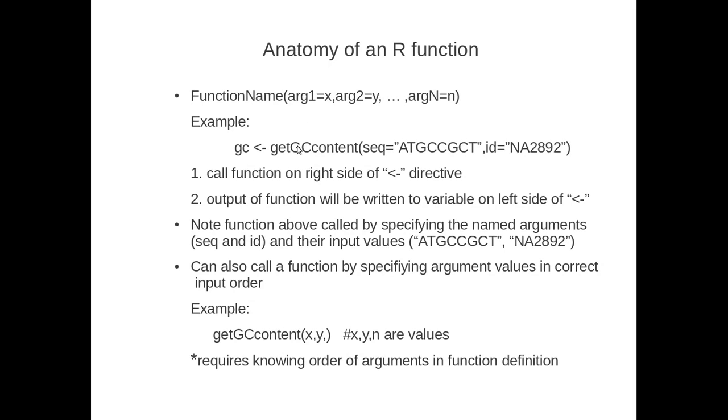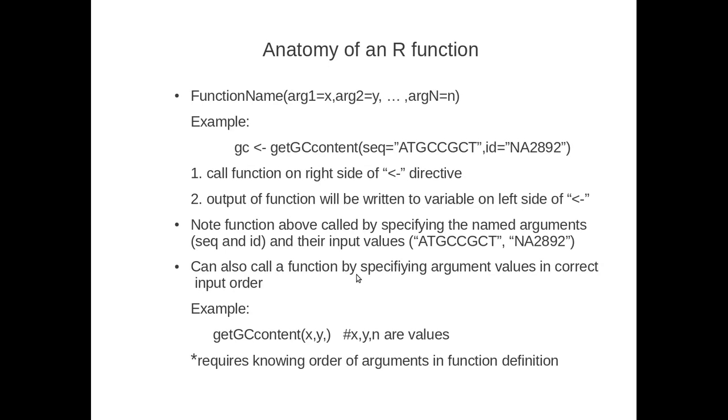And what happens is the function's sole job is to return and assign to the variable to the left of the assignment operator the GC content. We're calling the variable that will then contain the GC content GC. So the function is always called to the right of the assignment operator, and then the output of the function will be written to the variable on the left of the assignment operator. So again, there are two named arguments, seq and ID, and their input values are the sequence and the name here.